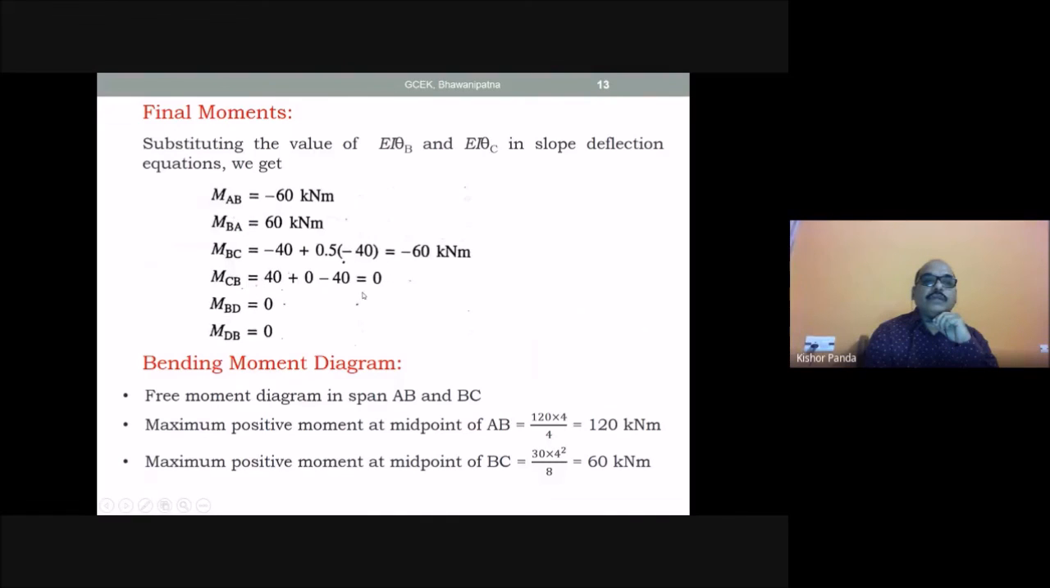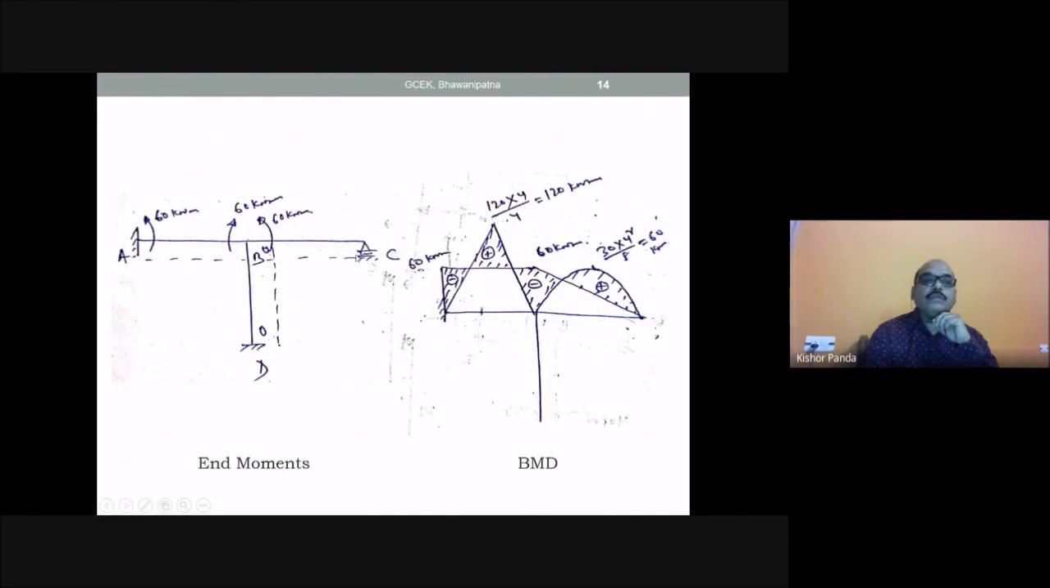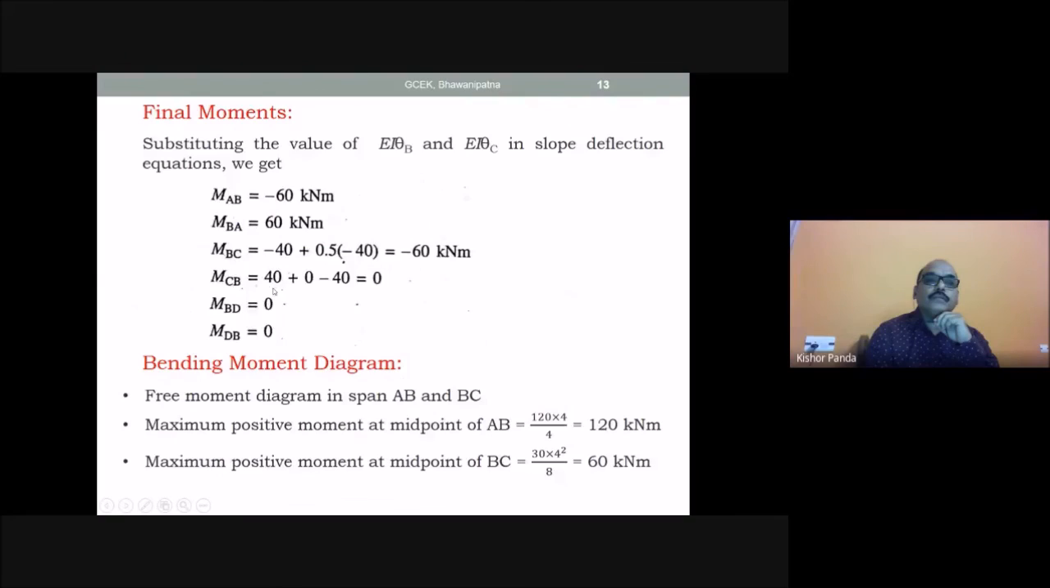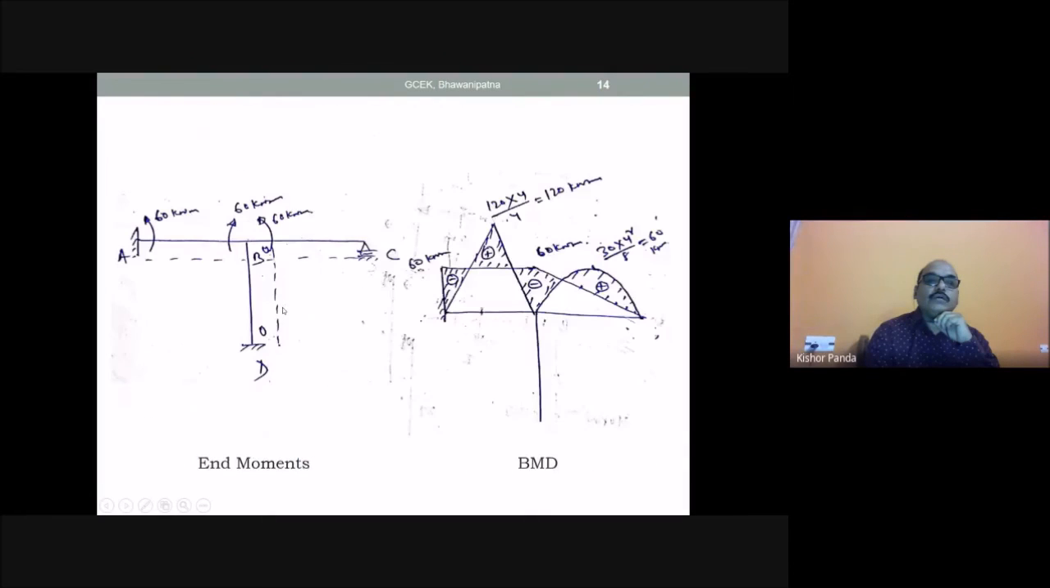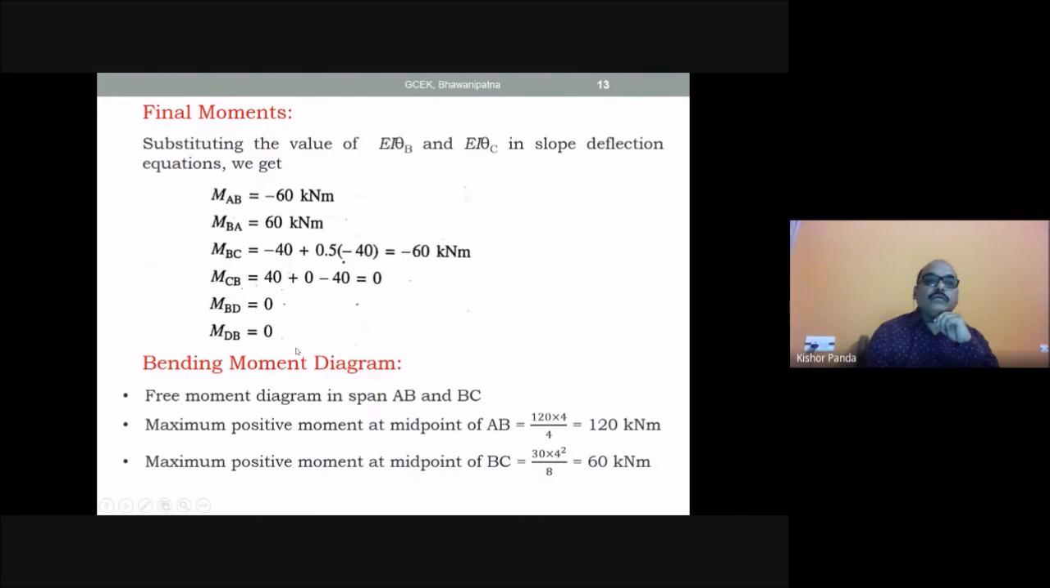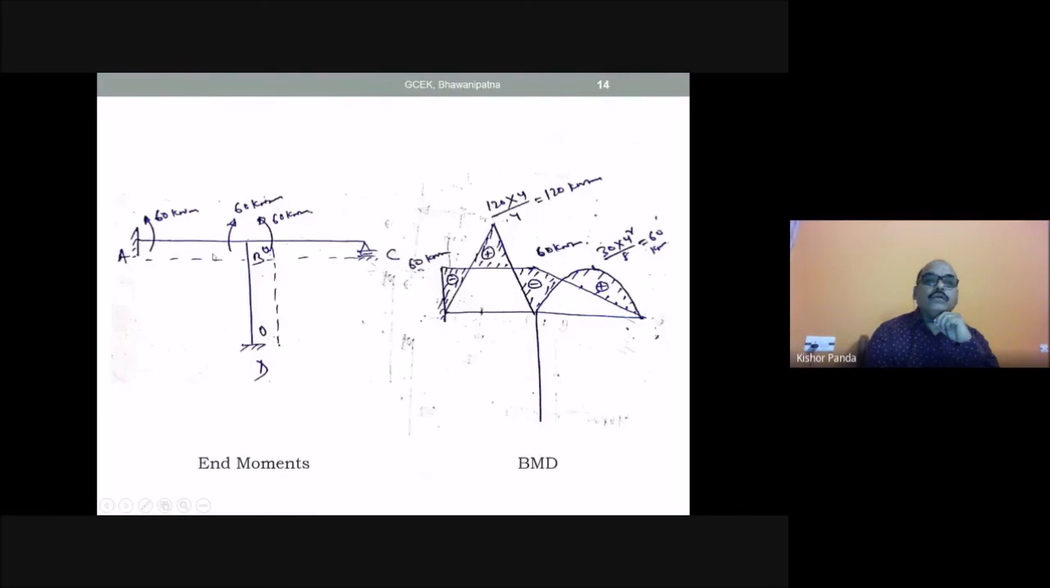Then MCB is equal to 0, so here there is no moment. MBD is also 0 because there is no loading, so this is also 0, and MDB is also 0. So this is the direction of the moment. Then after taking the end moments, you can plot the bending moment diagram.